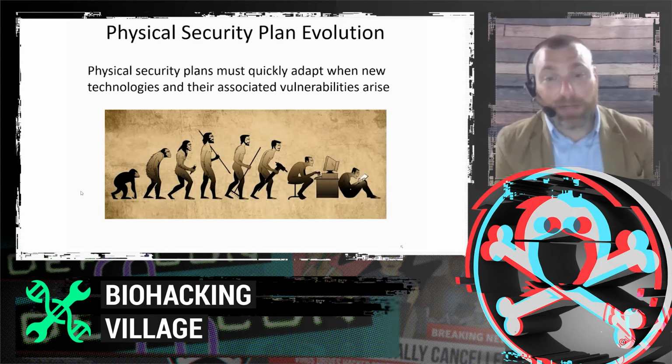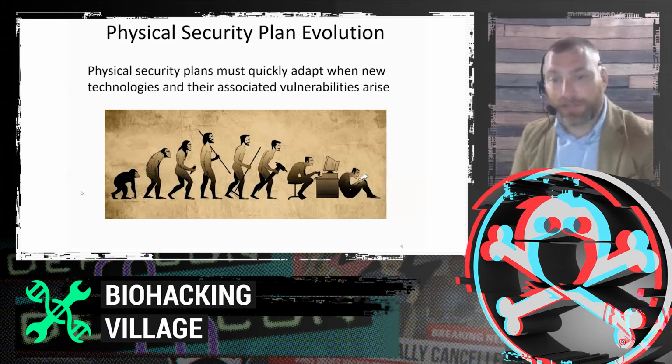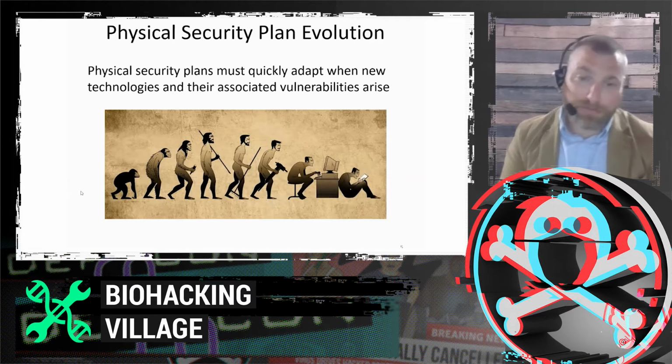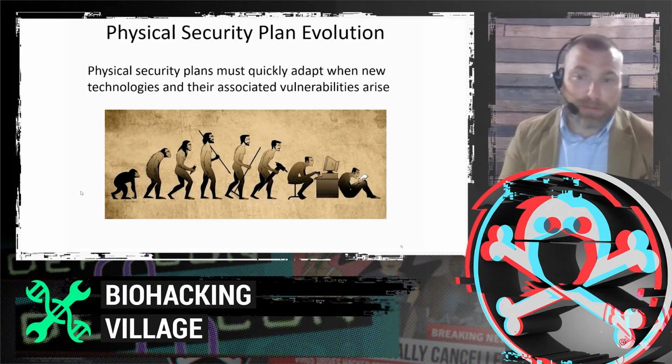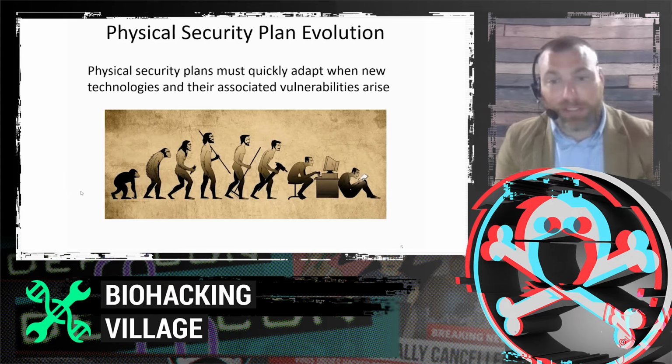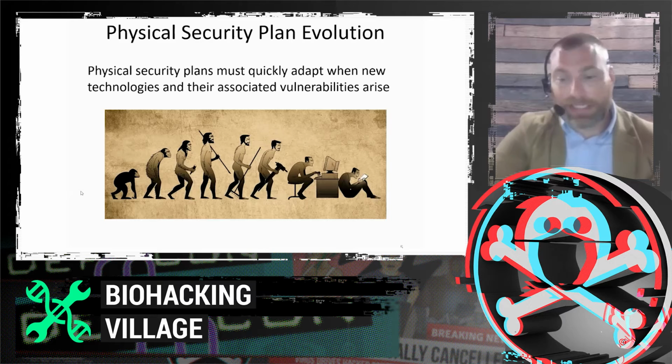Physical security plan evolution. Your physical security plan for your hospital wants to evolve, not just with big events like we saw after 9/11, where a number of new doors and walls were installed to restrict certain areas, but we want it to continuously evolve as the threat landscape evolves.